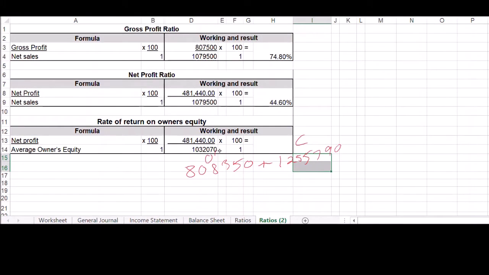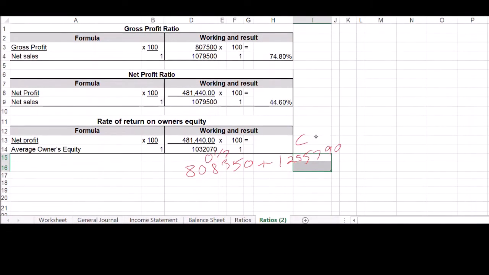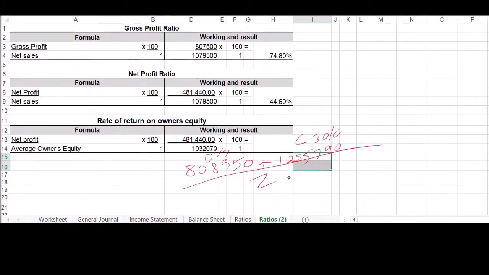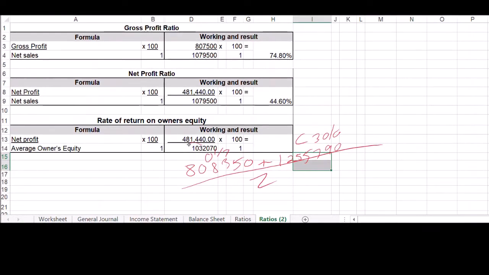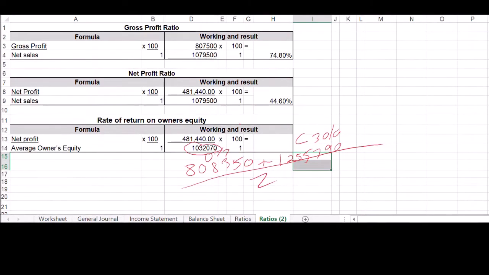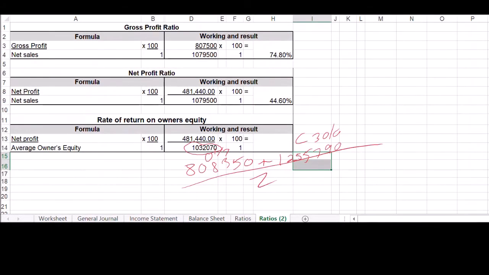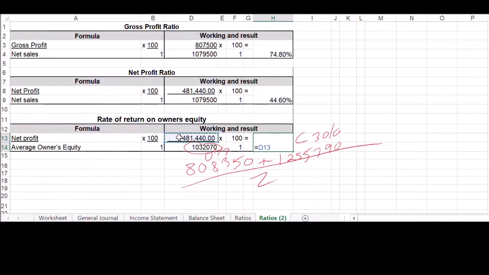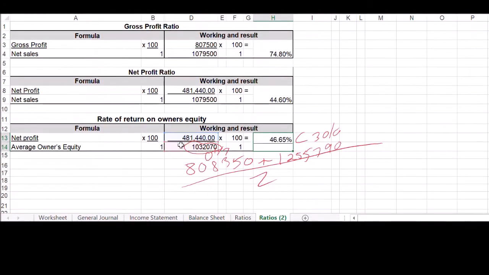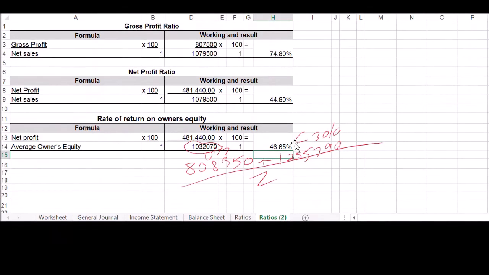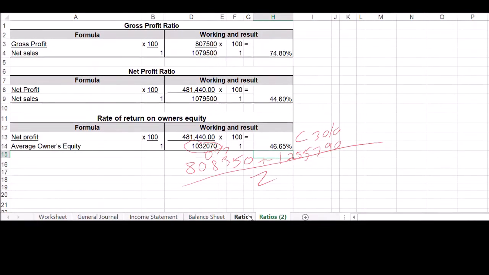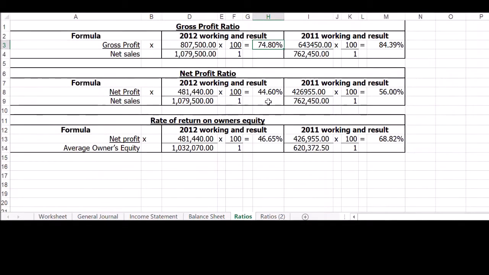That was what it was on the 1st of July, and this is what it was on the 30th of June. We divide that by 2, and we'll come up with this figure here. So it's an average between them. After we've done that, we come up with the final figure, which equals 46%.